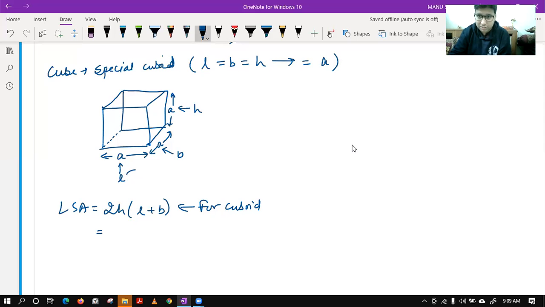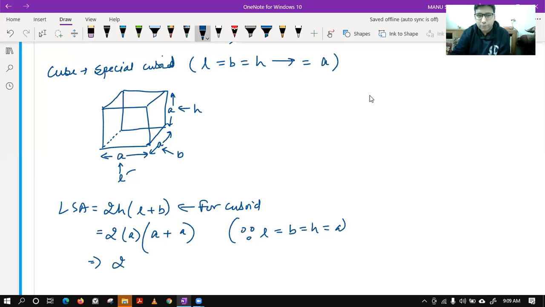The value of H is A, the value of L is A, the value of B is A. Let me write, I have just put the values because L equal to B equal to H equal to A, and just solve it. So 2 into A plus A is what? 2A. Now 2A into 2A becomes 2 into 2 is 4, A into A is A square.